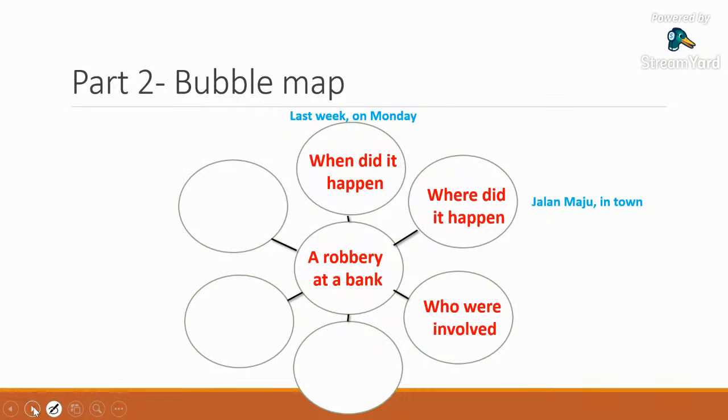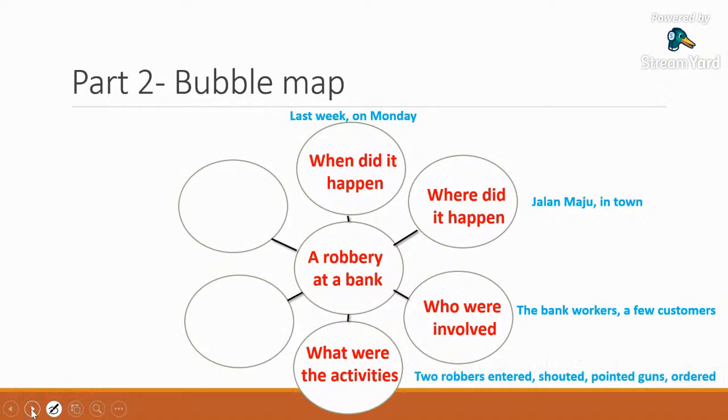And then who were involved? You can write the bank workers, a few customers. And then what were the activities? You can write 2 robbers entered. So you must write in past tense: entered, shouted, pointed guns, ordered the customers to sit down or squat. Again, there are many more. And then you can use the words stole money.